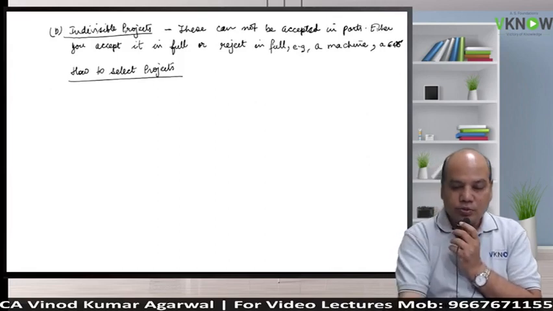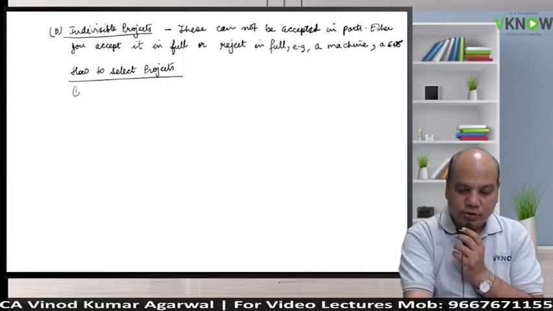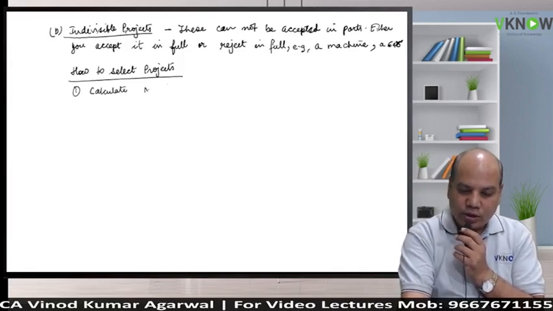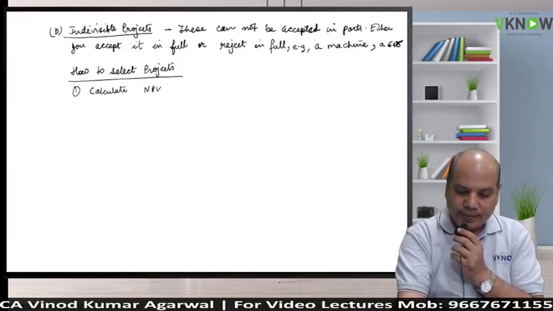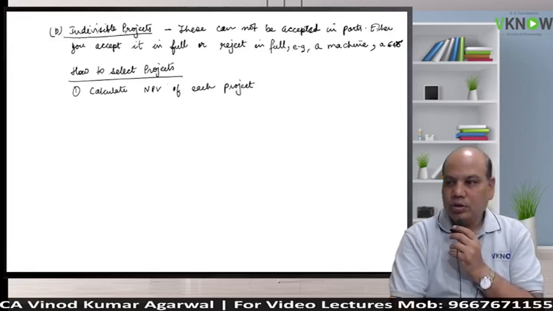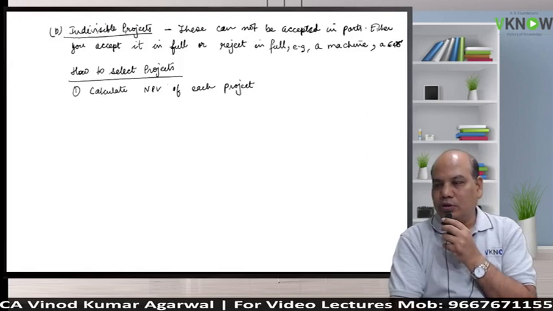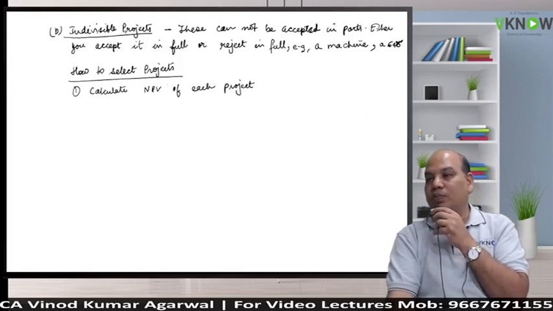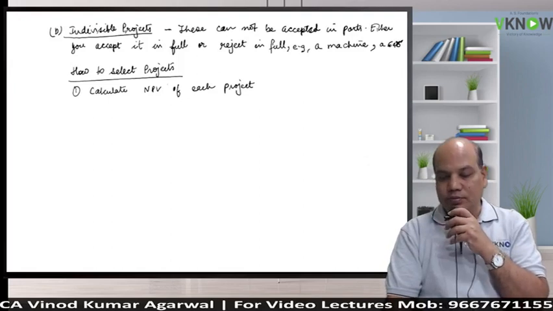How to select projects? First you write down, calculate NPV of each project. First you have to calculate NPV. If it is given, well and good. If not given, then first compute NPV of each project.